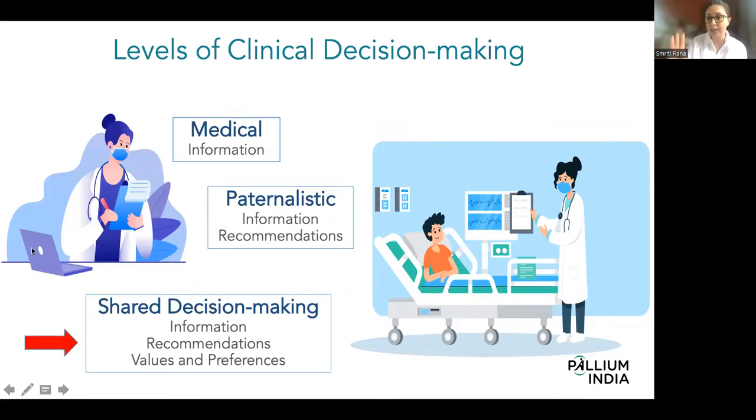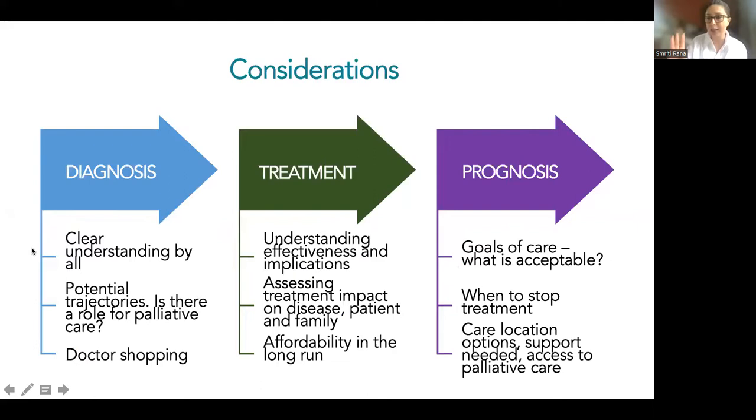Okay. So the other consideration is there are three phases, right? There's the diagnosis, there's the treatment, and the prognosis. And what are we aiming for with effective communication? That at the time of diagnosis, has everybody understood the diagnosis in a realistic manner? What are the potential trajectories that the illness will take? What are the different ways in which the illness can go? And is there a role for palliative care in it?